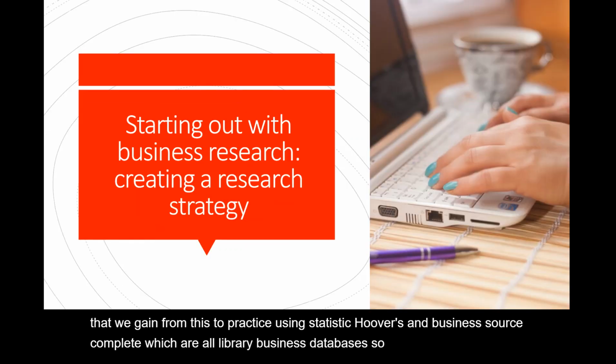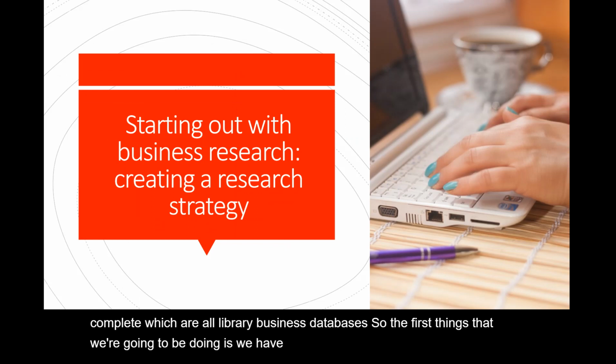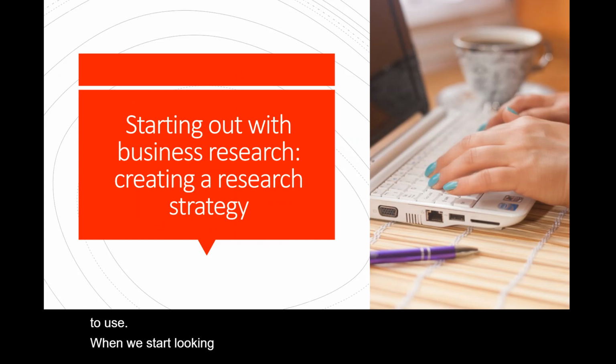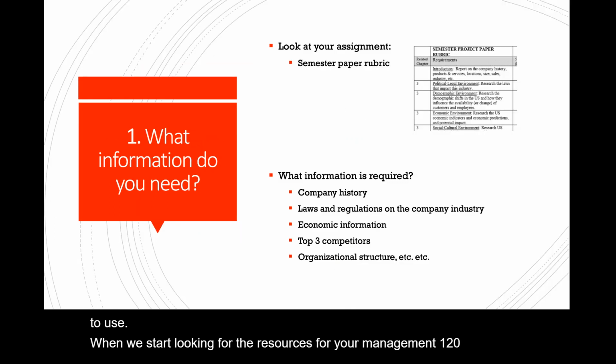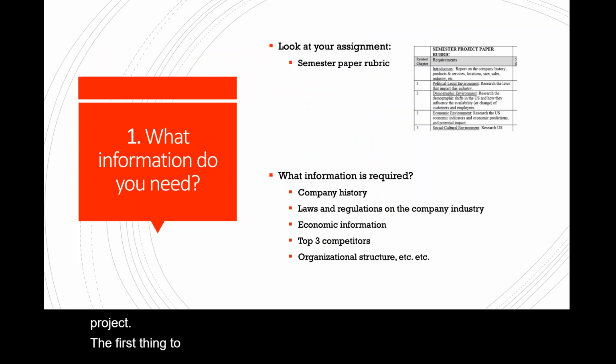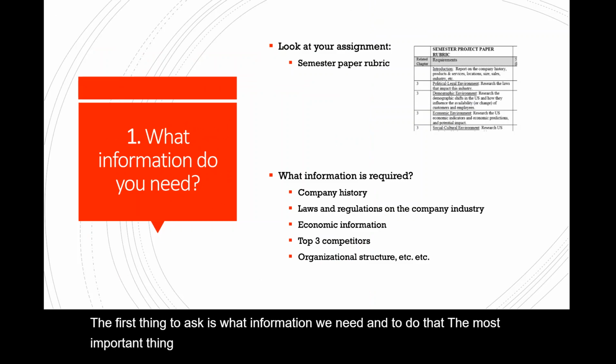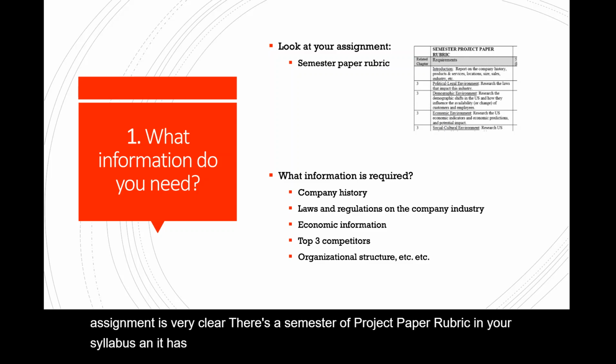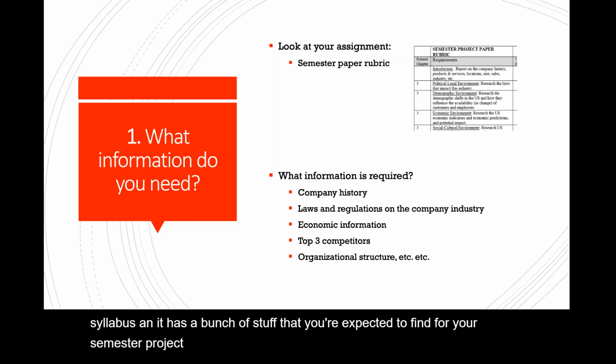So the first thing we have to think about is a strategy that we're going to use when we start looking for resources for your Management 120 semester project. The first thing to ask is what information we need. To do that, the most important thing is to look closely at your assignment. In this case, your assignment is very clear. There's a semester project paper rubric in your syllabus, and it has a bunch of stuff that you're expected to find for your semester project. Then you can answer the next question, which is what information is required.